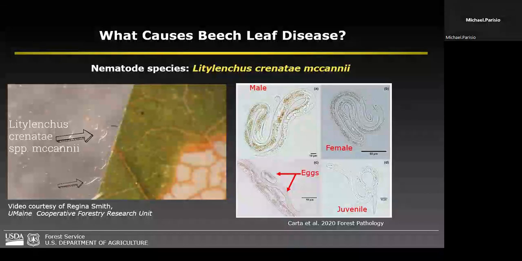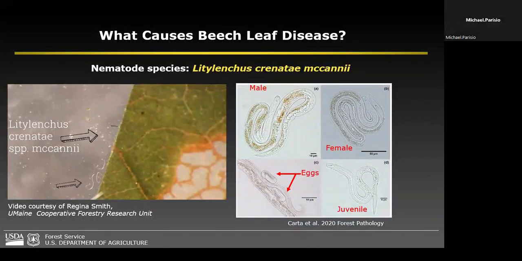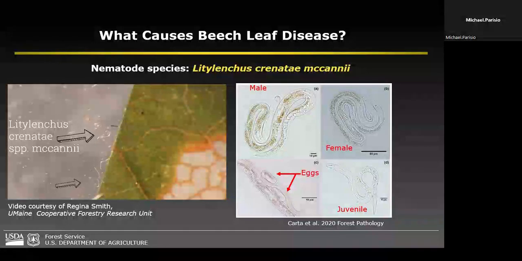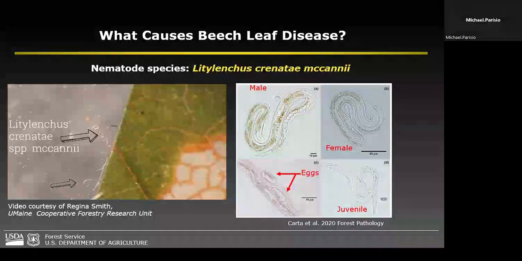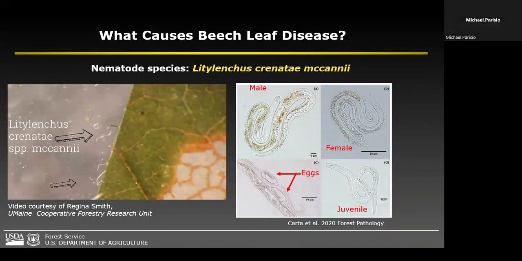The video that you see here is what you might expect to see when doing diagnostics for this disease. It's quite easy. If you have some material that you suspect is infected, you can just cut it up and put it in some water, and the adult nematodes will preferentially start to swim out into that solution. This doesn't happen at all times of the year. The adults are typically active starting in September and October.